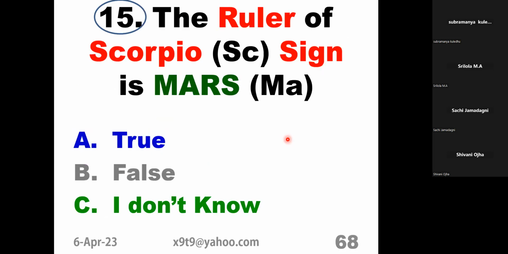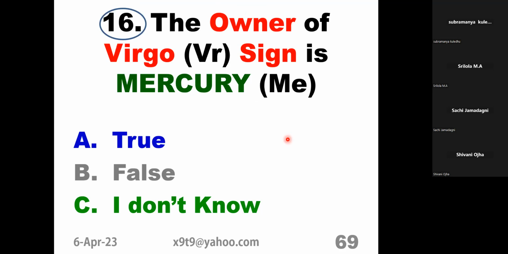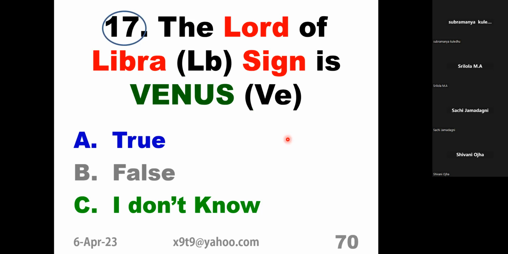The Lord of Scorpio sign is Mars. Vrishchika Rashi Adhipati. True. Vrishchika, Kuja. Yes. True. The owner of Virgo sign is Mercury. Tula, Shukra. Virgo is, no, Buddha. Kanya. True. Buddha, correct. Lord of Libra sign is Venus. Shukra, yes. True. Libra means Tula. True.